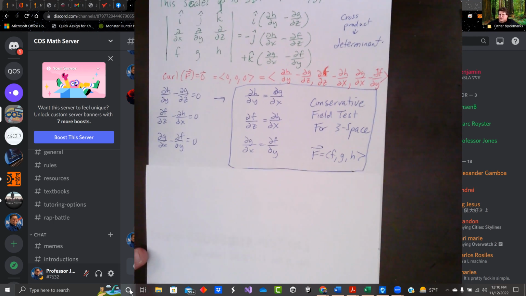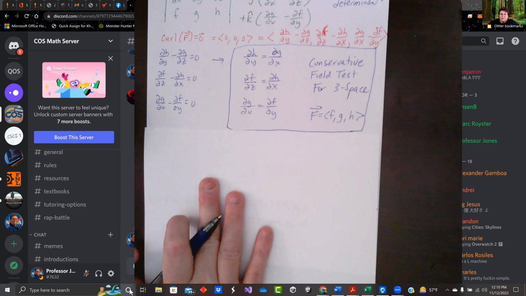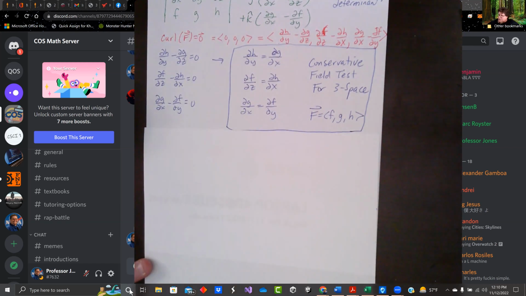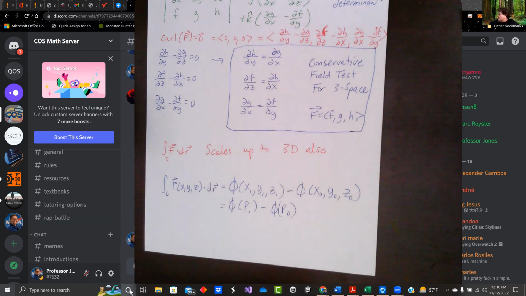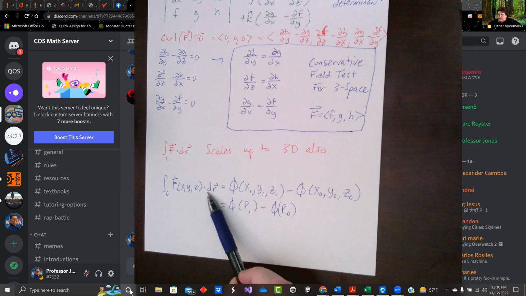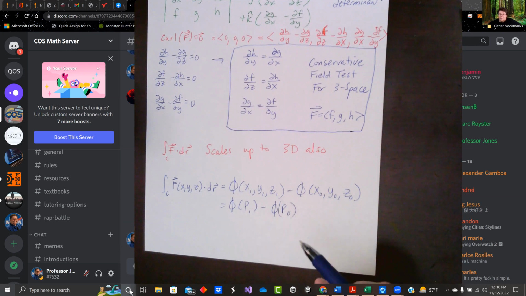Something else that we've done in this chapter that extends to 3 dimensions was the F dot dr. It scales up to 3D also. So if F dot dr on a closed loop, not on a closed loop, this is the definition of F dot dr. We've got phi at point 1 minus phi at point 0. And it scales up to 3D.